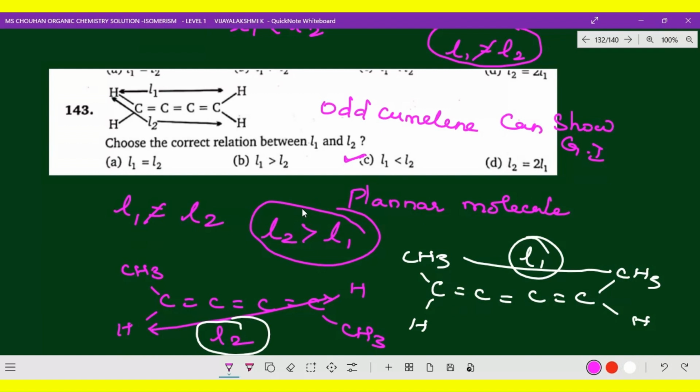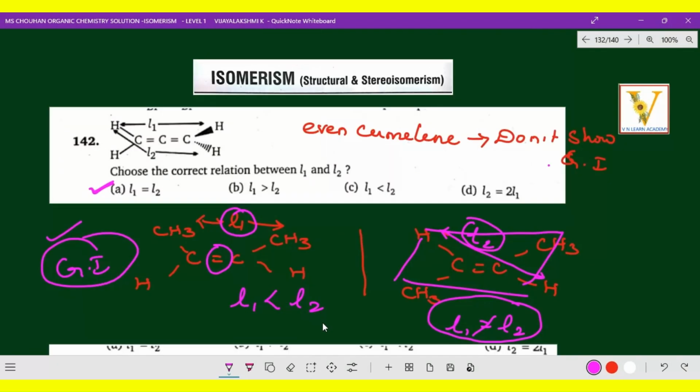First and foremost, suppose it is coming like this, we have to identify whether it is an odd cumulene or even cumulene. Odd cumulene can show geometrical isomerism. Even cumulene does not show geometrical isomerism. And one more thing, whether a planar molecule is possible or not, we have to check it. Then we have to identify very clearly: even cumulene means L1 is equivalent to L2, whereas odd cumulene means L2 is greater than L1. Okay, fine. In this question, we are talking mainly about even cumulene and odd cumulene. Even cumulene does not show geometrical isomerism, whereas odd cumulene can show geometrical isomerism.